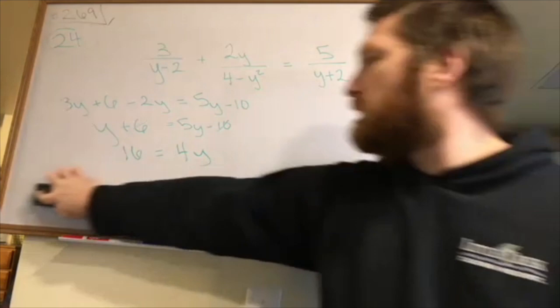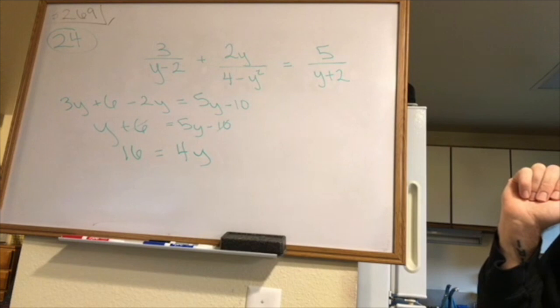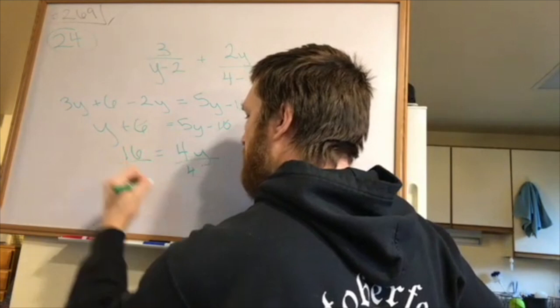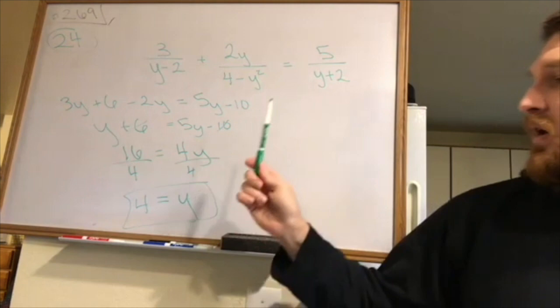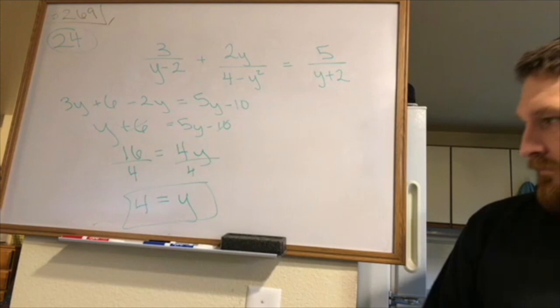You simplify: 16 equals 4y, and then you divide by 4. Divide by 4, and I'm left with what? Y equals 4. Am I done? No! What do we need to do? Let's see. Make sure that the denominator does not equal 0. There you go.